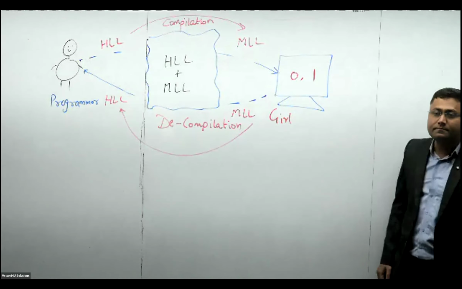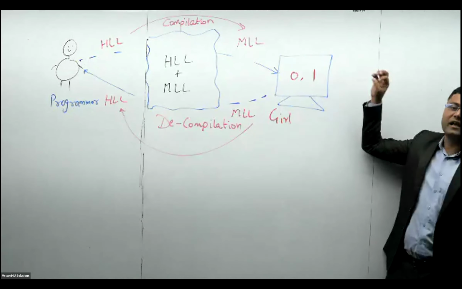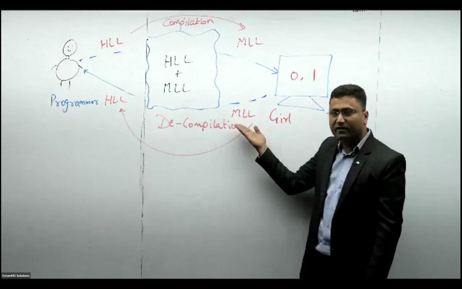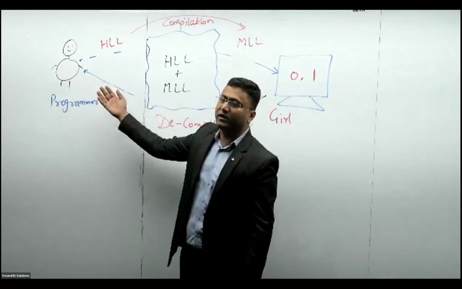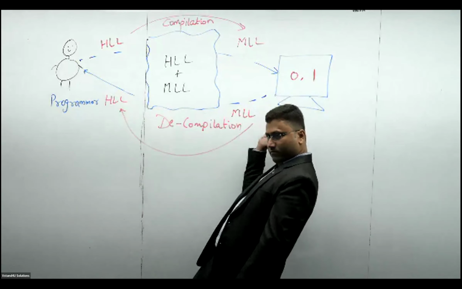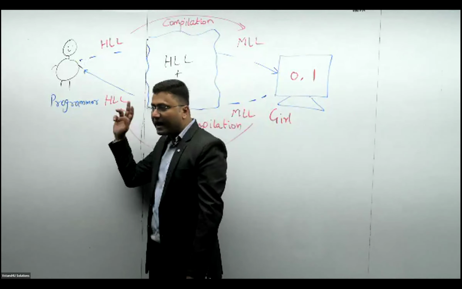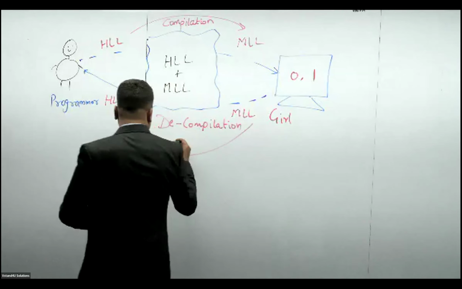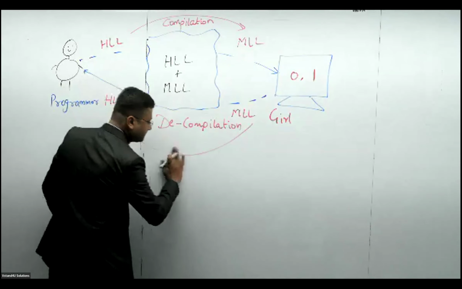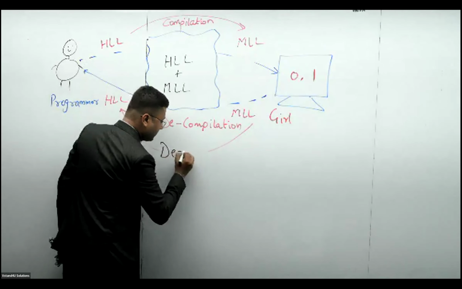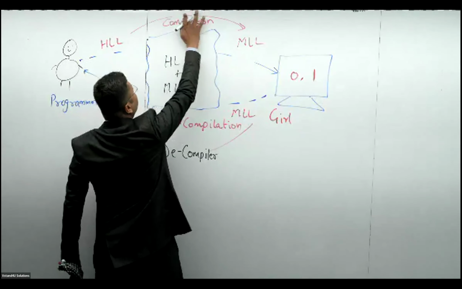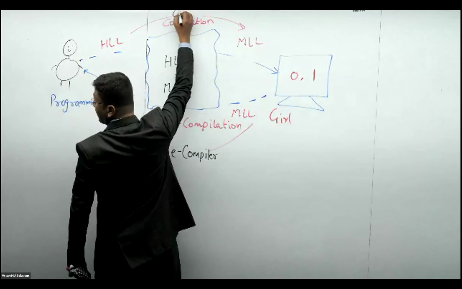Vice versa, whatever output the computer has generated will be in a combination of 0s and 1s, machine level language. Somebody needs to convert it from machine level language to high level language. This process is called decompilation. This component is called the decompiler.